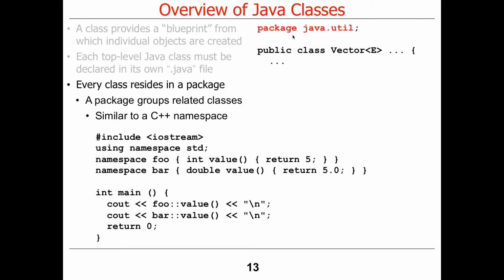If you're familiar with C++, and I don't expect you to be familiar with this feature, but if you are, packages in Java are not unlike namespaces in C++. They're a way of grouping things together. So here's an example where we have two functions in C++, both of which have the same name called value, but one of them is in namespace foo, and the other one is in namespace bar. And so as a result, foo and bar are the namespaces, so we can unambiguously refer to both of them by prefixing the name with the name of the namespace.